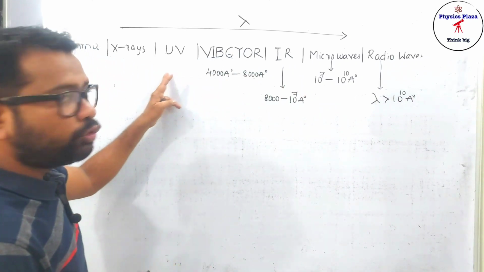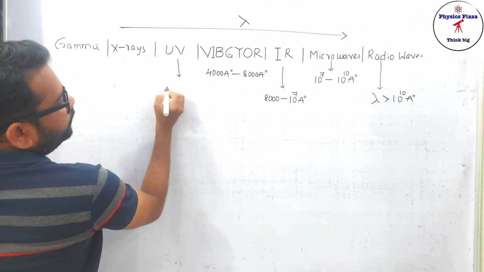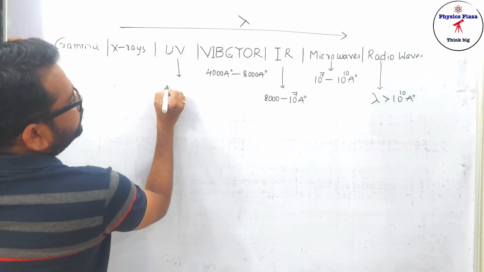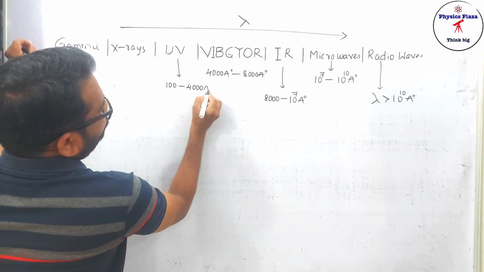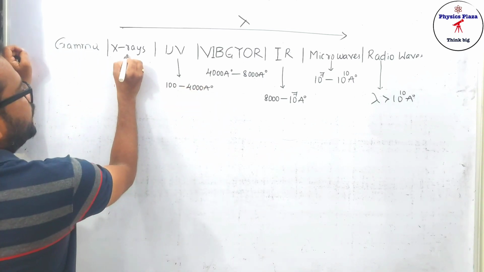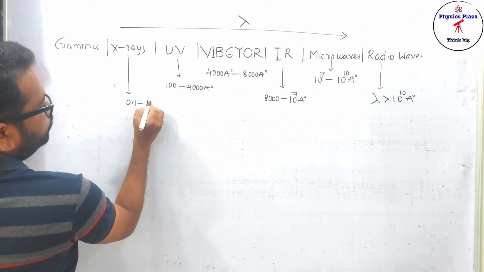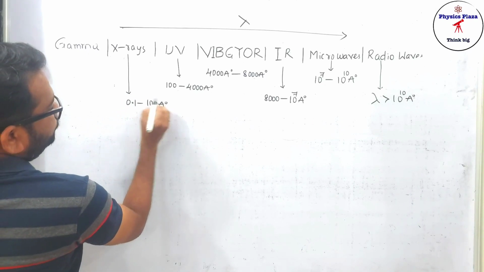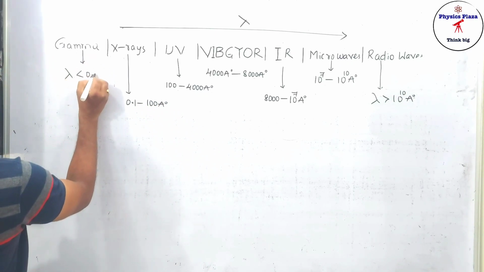Now come to the UV rays. The wavelength range of the UV rays is 100 to 4000 angstroms. Whereas X-rays, as you can see, are 0.1 angstrom to 100 angstroms. Whereas for gamma rays, it is less than 0.1 angstrom.